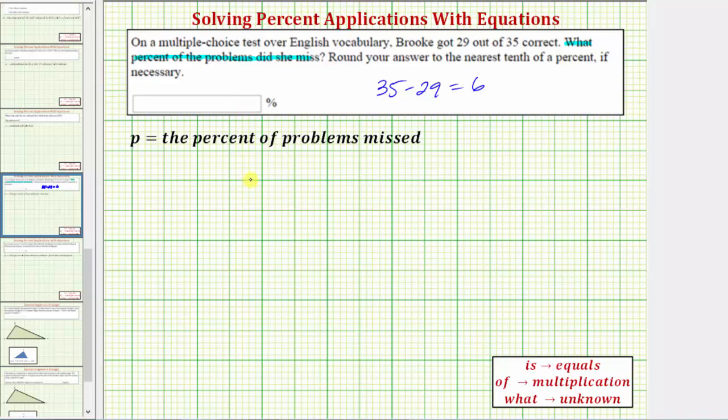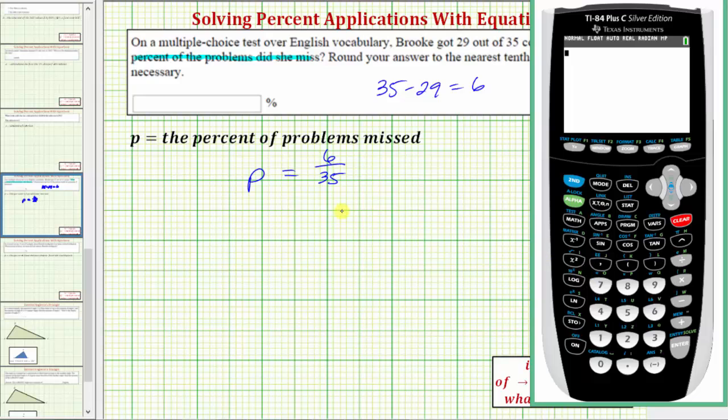So we would have p equals, again, 6 out of 35 would be the fraction 6/35ths. And now we'll convert this to a decimal and then a percentage. To convert a fraction to a decimal, we divide. It's always the numerator divided by the denominator. So going to the calculator, 6/35ths, the decimal would be 6 divided by 35, enter. So this is the decimal form of the fraction 6/35ths.